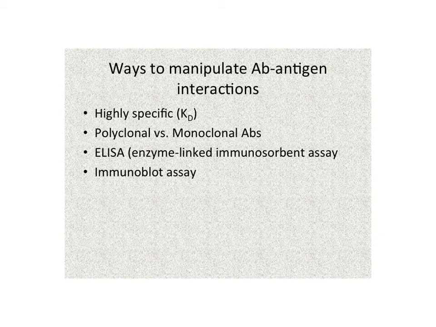So, just to reiterate, the antibodies are highly specific for their antigens. These antibodies recognize these epitopes and bind them at nanomolar to sub-nanomolar concentrations. We've already discussed polyclonal versus monoclonal antibodies. Monoclonal comes from a particular B cell, so it's a clone of B cells, whereas a polyclonal antibody comes from a larger population of different B cells, so it's going to recognize different epitopes of the same antigen. It's used for ELISA, which stands for enzyme-linked immunosorbent assay, and it's also used for immunoblot assays.